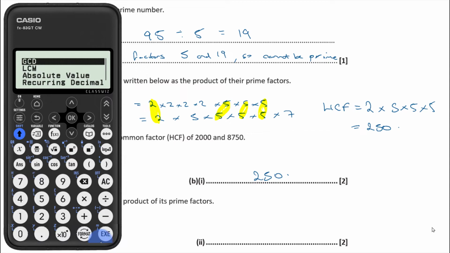So highest is the same as greatest, common is common to both of the things, and divisor or factors are just different words for the same thing really, aren't they? So yeah, greatest common divisor, GCD. So if I press that button and then type in 2000, and then I need to press the comma key, which is here above the right bracket, and then I'm going to put the second number 8750, close bracket, press execute. You should see that that comes with the 250 that I found earlier.